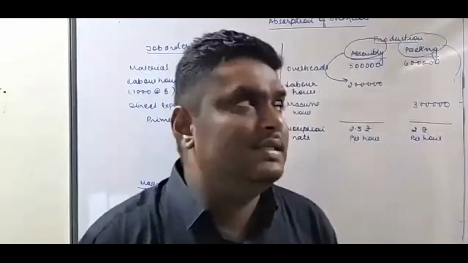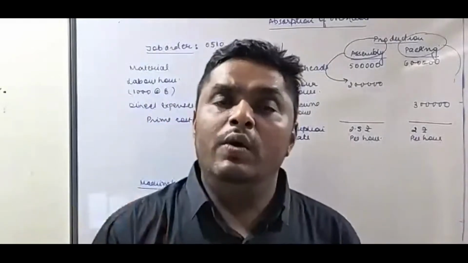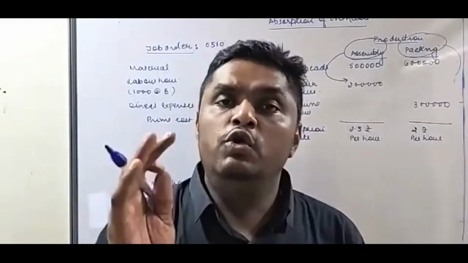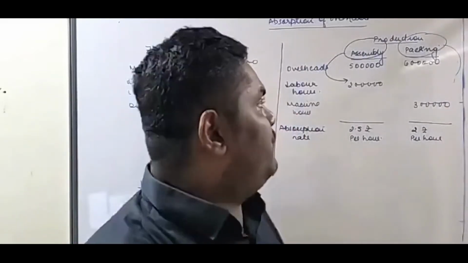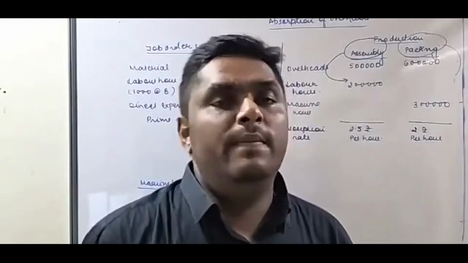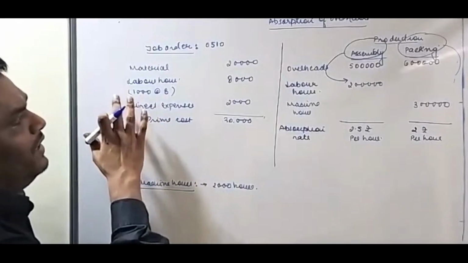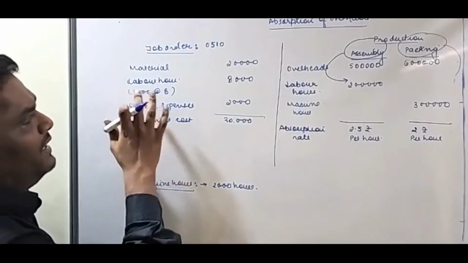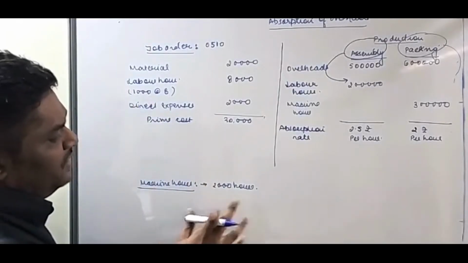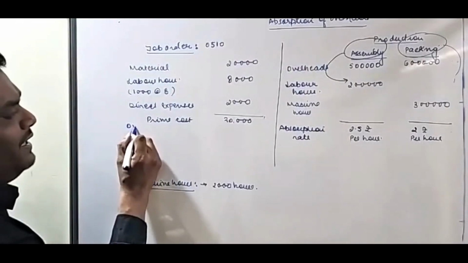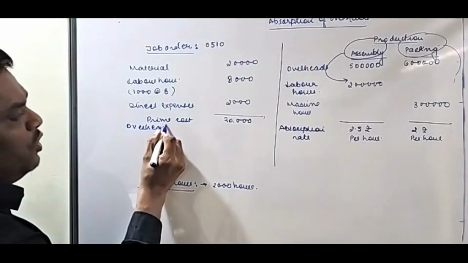I repeat again, guys, for assembly department, the overheads are how much? 2.5 per labor hour, and for packing it is rupees 2 per machine hour. So now we know how many hours we devoted to this job. In terms of labor, it is 1,000 hours, and in terms of machine, it is 2,000 hours. So now we can easily charge the overheads to this job.